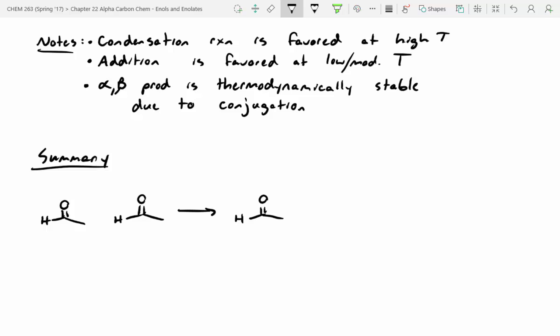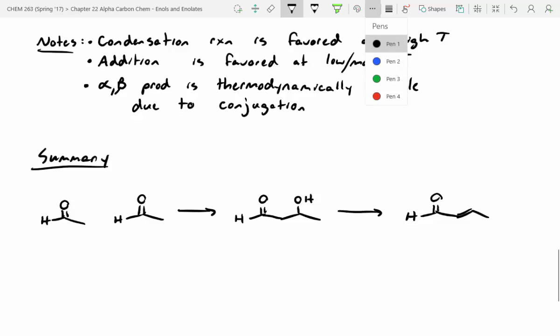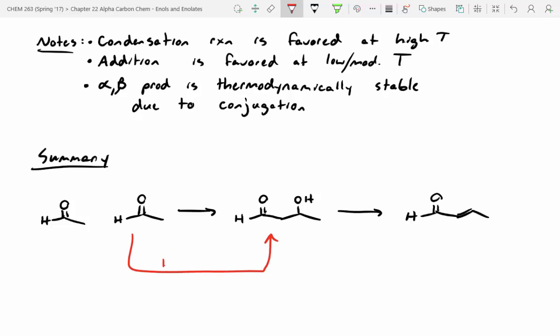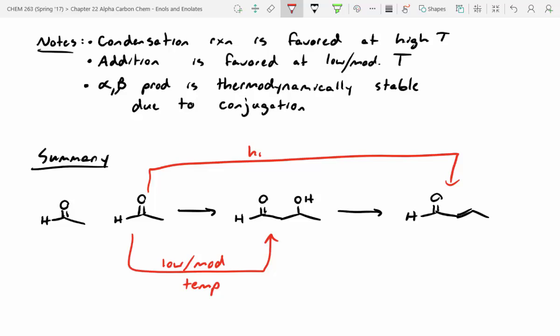But the addition is the one where you form the beta hydroxy aldehyde. And then the condensation is where you form the alpha beta unsaturated aldehyde. So in this case, if you want to go to this product, do low or moderate temp. However, if you want to jump straight over here, you've got to use high temp. And then you also can convert from here to here, but this must be done under high temp too. So there's a couple different ways to consider this. However, the main thing you should always look at is the temperature.